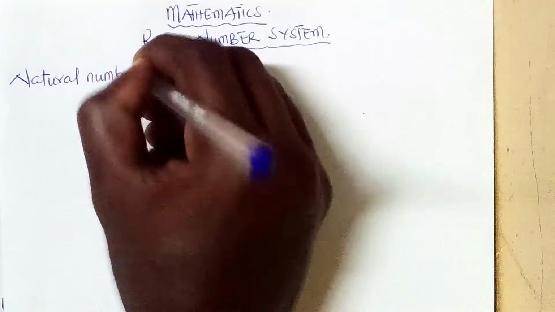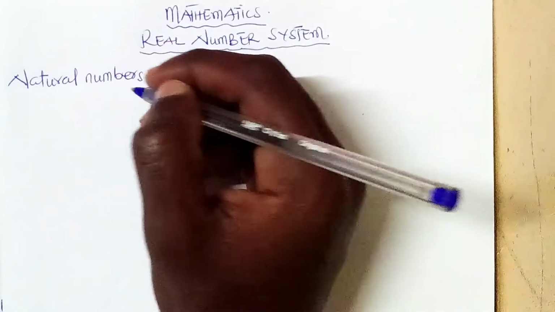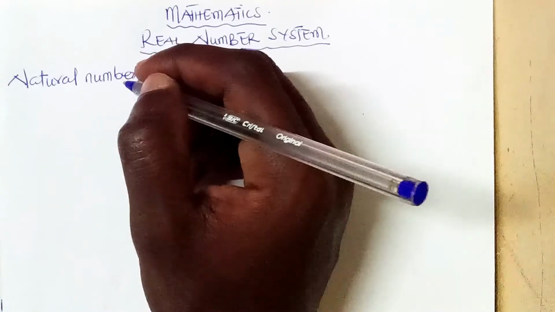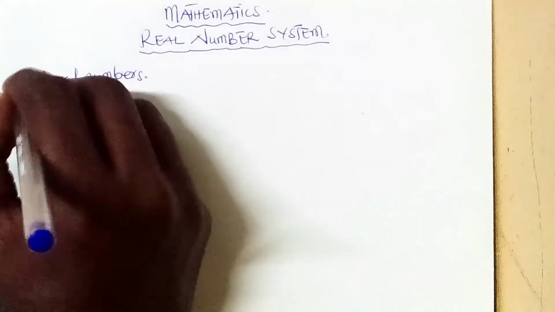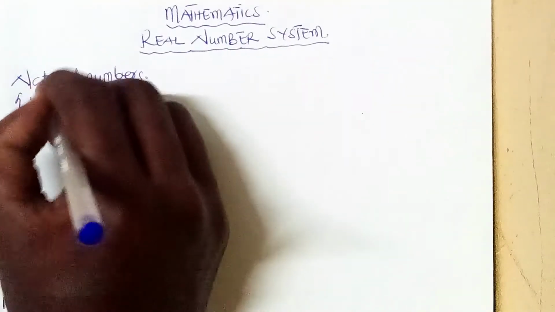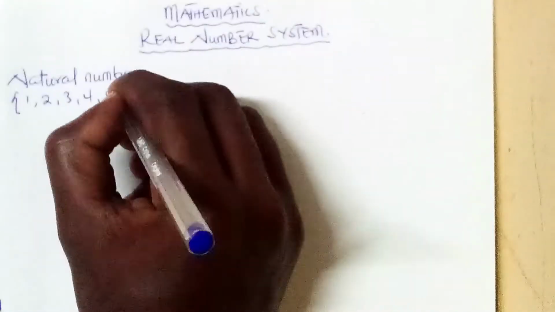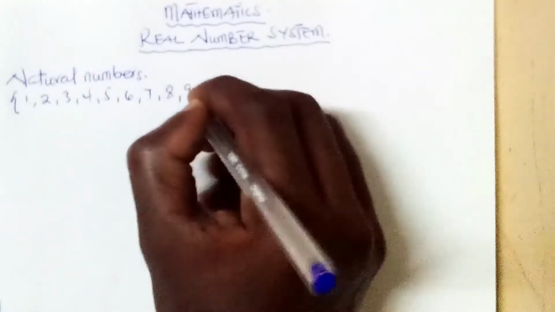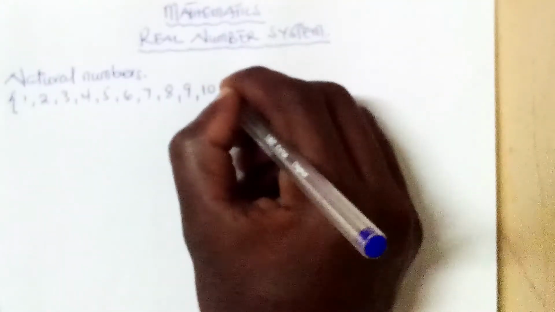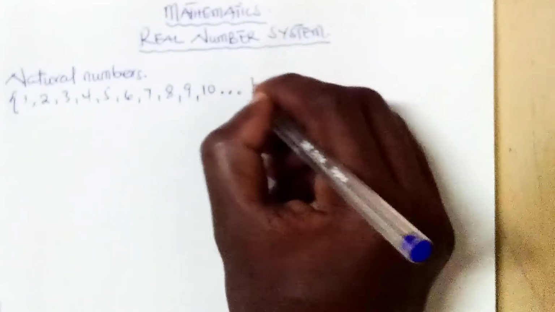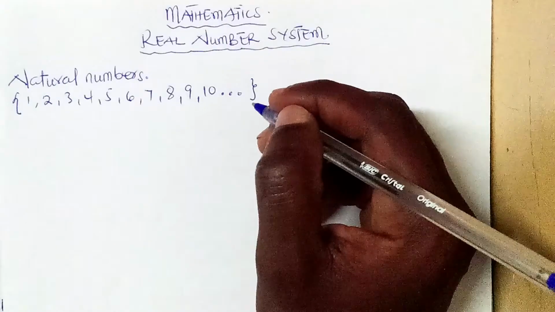Natural numbers are numbers that begin from 1 to infinity. So we have a set of numbers that begins from 1, 2, 3, 4, 5, 6, 7, 8, 9, 10, with three dots, that shows it continues to infinity. This is a natural number.